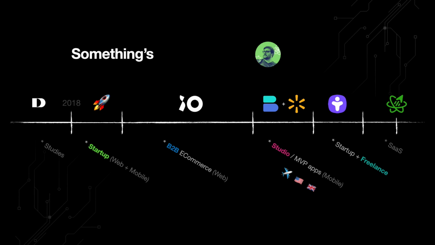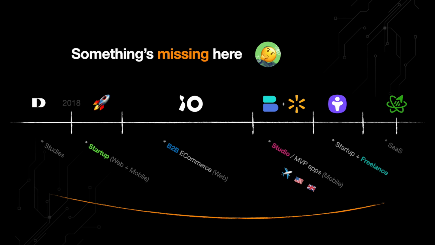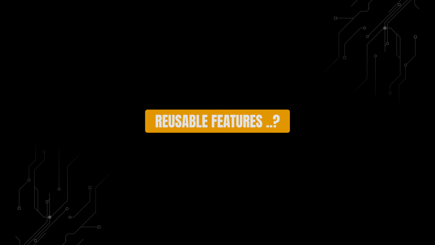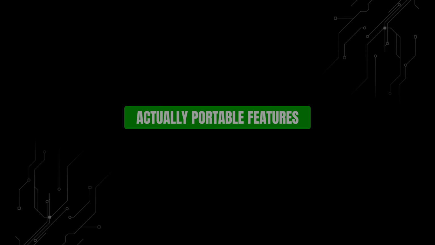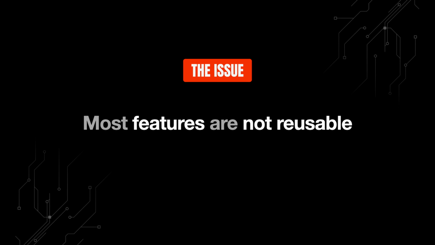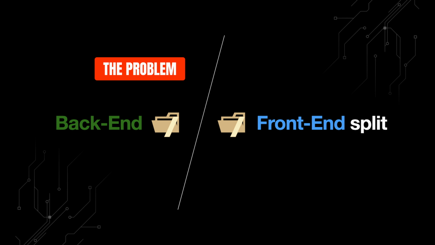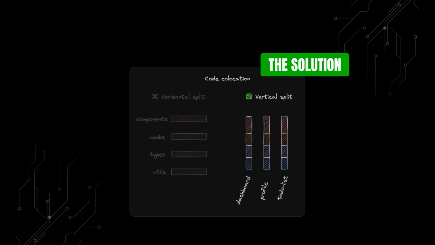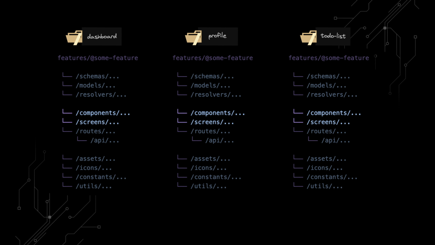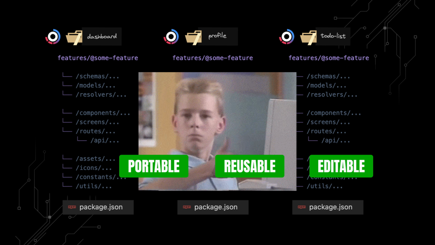If there's one thing I learned from 7 years working across startups, studios, and as a freelancer, it's that being able to copy-paste entire features between projects is not easy. Until now. You see, most features in most projects are not exactly reusable. The main culprit is often a back-end versus front-end split. With FullProduct.dev, though, you can group all related front and back-end code together in feature folders, meaning you can bundle your UI, schemas, utils, APIs, and even your routing logic into nice portable monorepo folders for future projects.